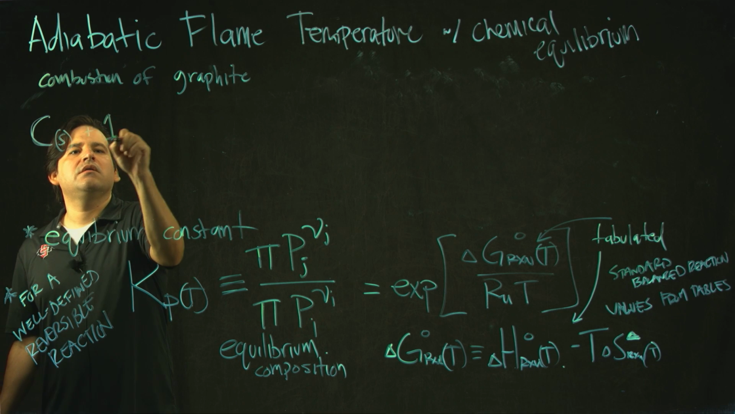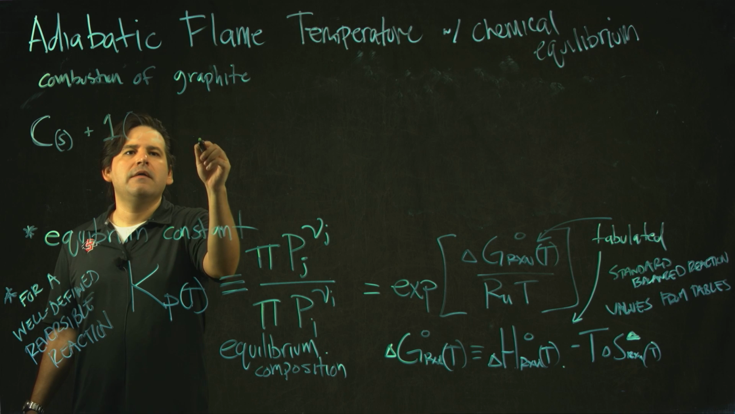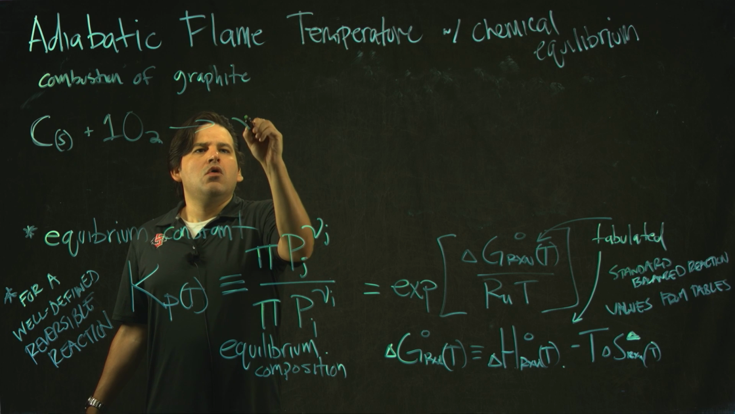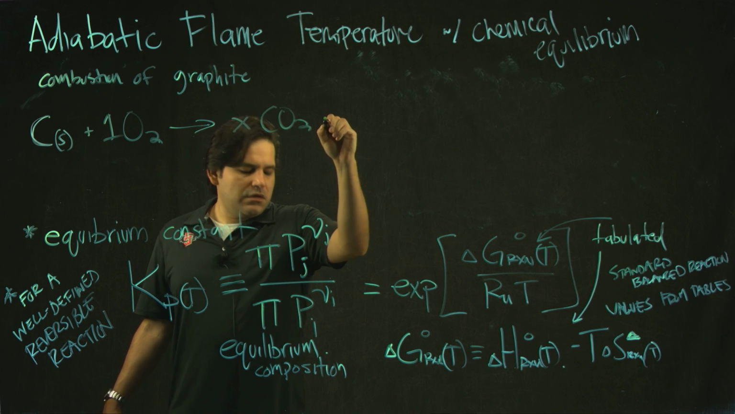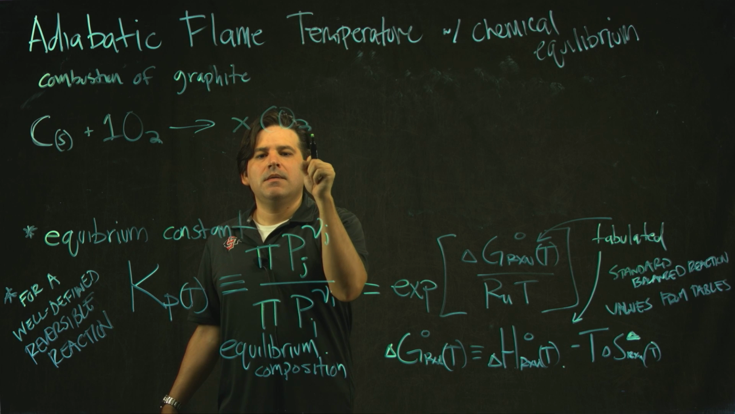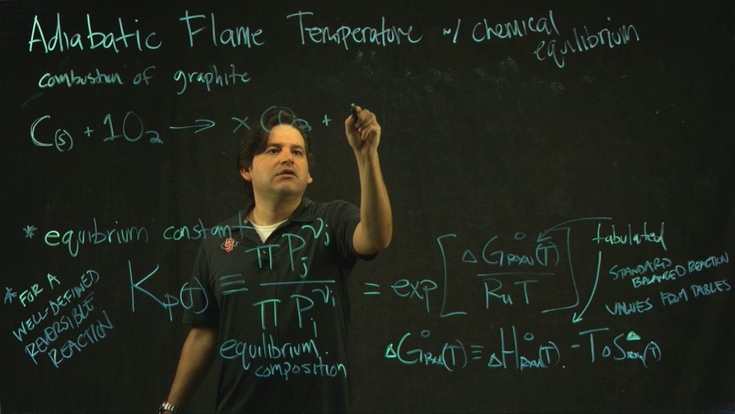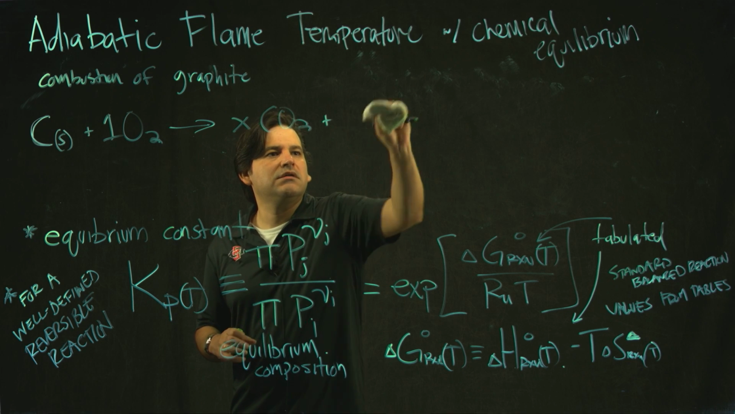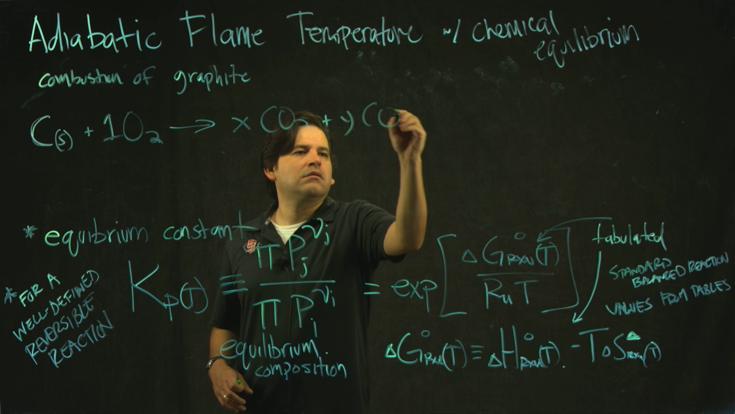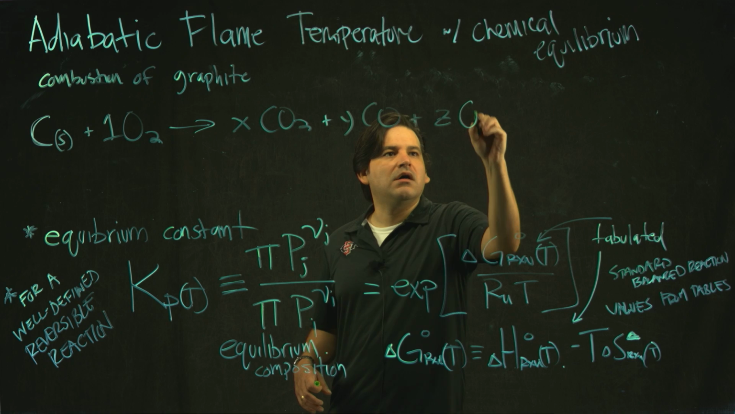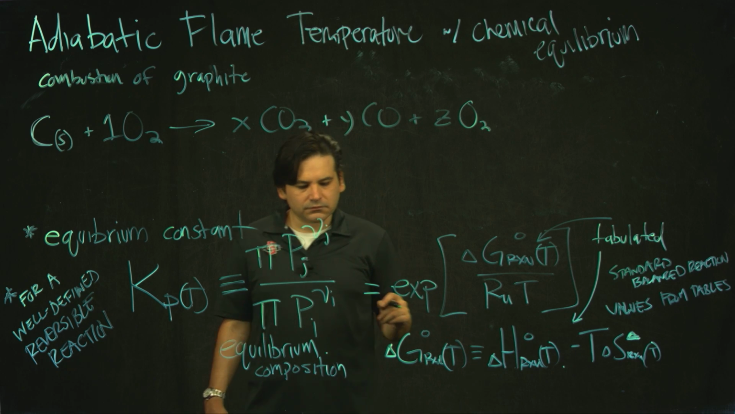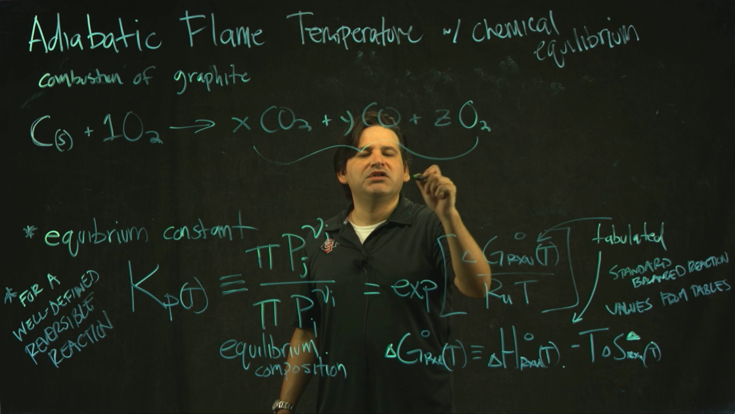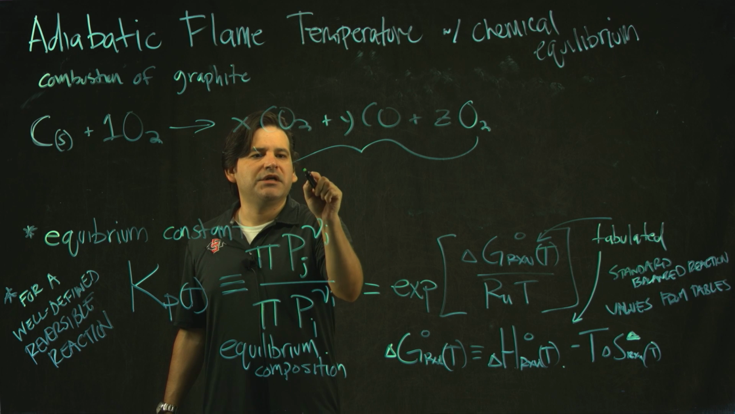So if we combine it with one oxygen molecule, it'll burn, but the products will be in equilibrium. So if we burn it, we're going to form some unknown amount of CO2, but it's not going to completely oxidize. You might form some carbon monoxide, a product of incomplete combustion, at some unknown amount, and have some unburned oxygen potentially. But because of this not going to completion, this is going to be the equilibrium mixture.